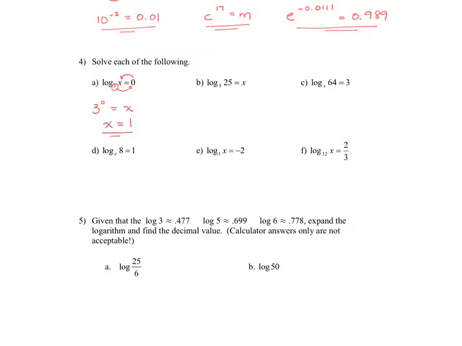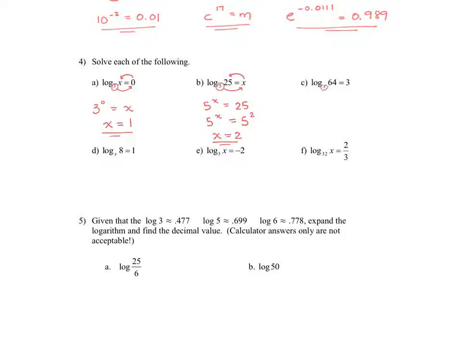In the next case, I have 5 raised to the power of x equals 25. So 5 to the x power equals 25. And if I rewrite those with the same base of 5, 25 is 5 squared. When I set the exponents equal, I find that x equals 2.